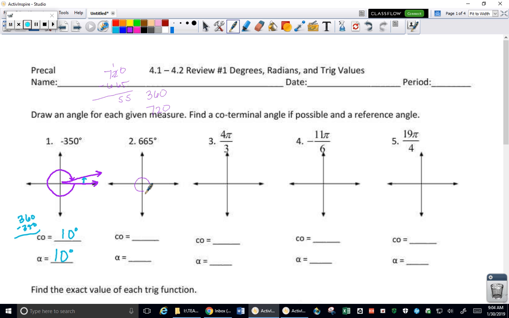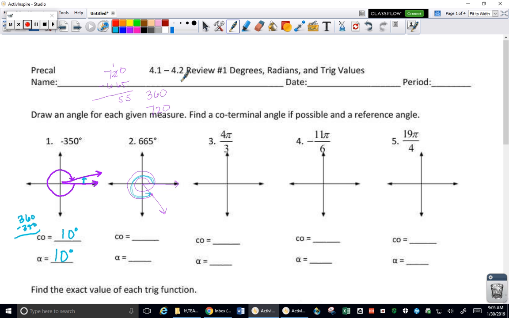So I go all the way around the circle once, and then here's twice, and I end up over here somewhere, at exactly 665 degrees. So my coterminal angle would be the positive direction around here just one time. If I were to go one time around the circle, where would I end up? At how many degrees?